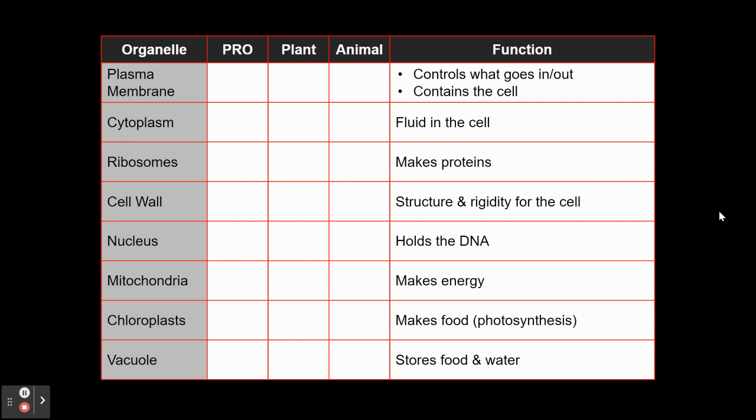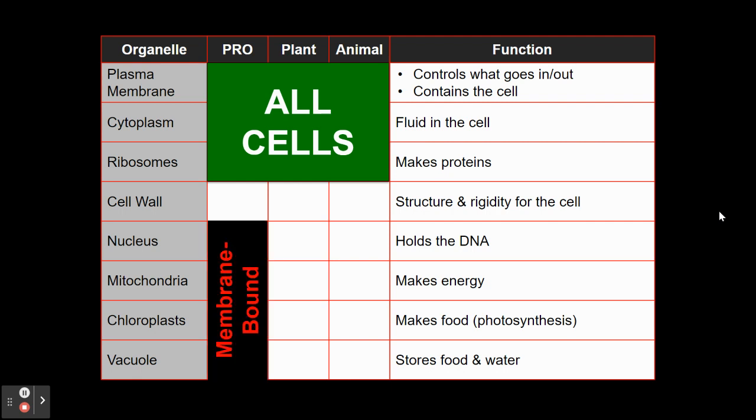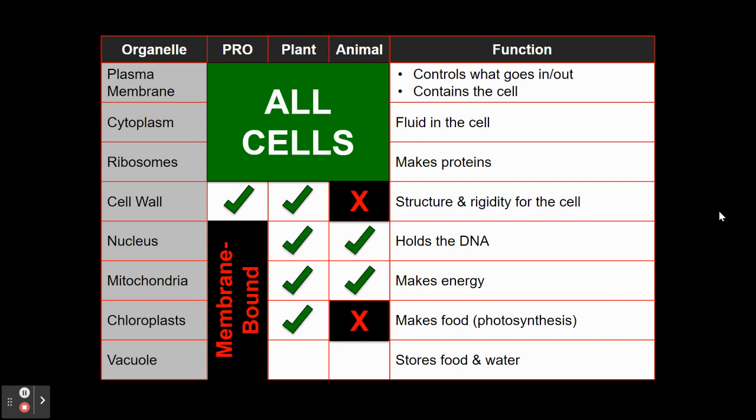Now, again, if we can remember all of this, then you are good to go. But the key points here: plasma membrane, cytoplasm, ribosomes. Those things are found in every single cell there is. You have to have those things. And then the nucleus, the mitochondria, the chloroplast, and the vacuole, those are the membrane-bound organelles. They have their own membrane around them, and they are only found in eukaryotes. So prokaryotes do not have those. And then finally, animals don't have a cell wall, and they also don't have chloroplasts. And that's what separates them from plants.